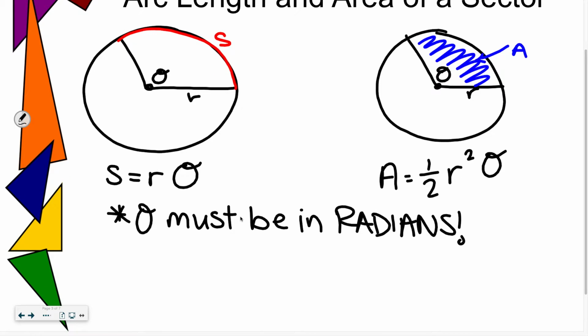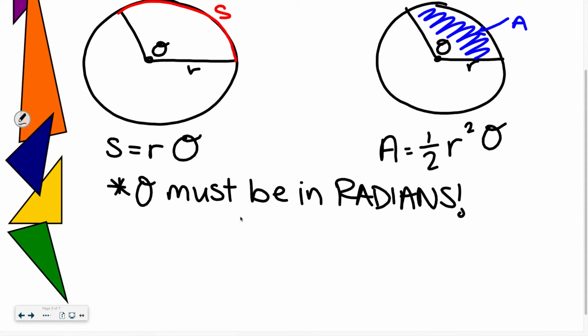Make sure that you have this note: theta must be in radians. That is for both formulas, arc length and area of a sector. That's a piece where even my pre-calc students aren't paying attention to the detail. If we leave it in degrees, you're going to get a wrong answer. There's a different formula in degrees. We're just going to focus on one formula in radians.